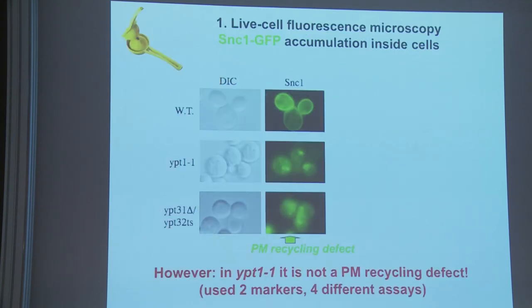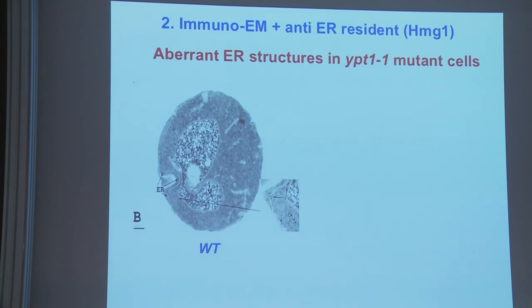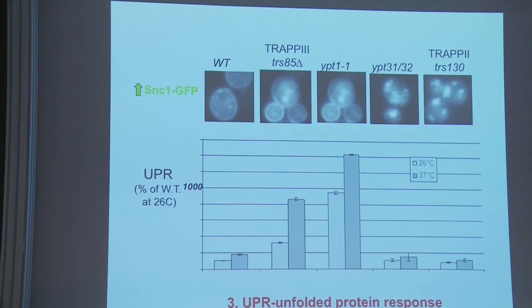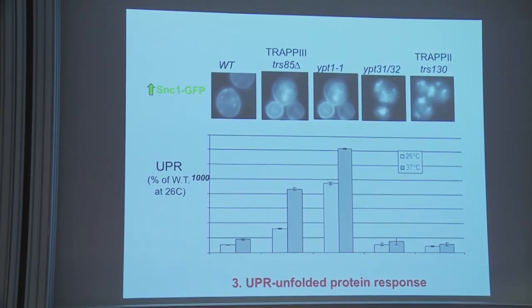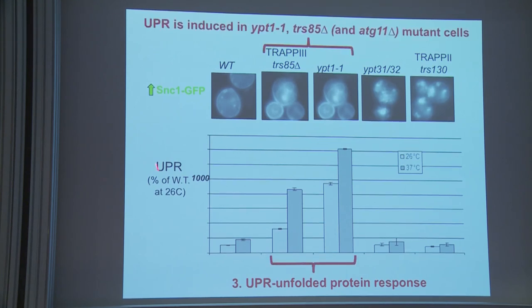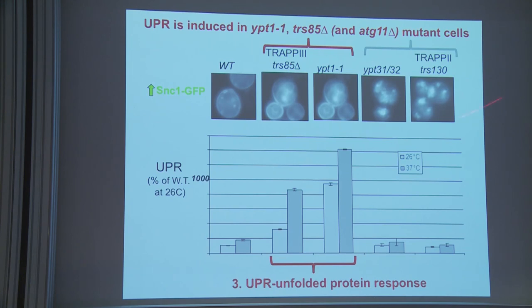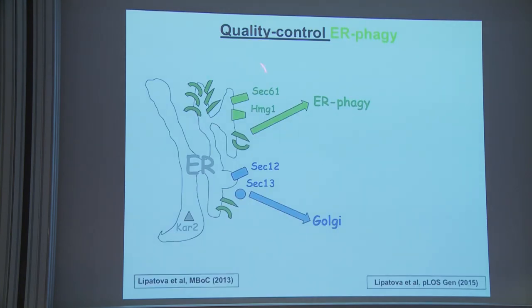Okay, so this is all the evidence. We showed the block in three ways. One was by live cell microscopy. Then we also looked by electron microscopy to see what is accumulating, and it's ER, and ER resident proteins are there. And we also showed that it's really ER by looking at UPR, an assay that shows that the ER is under stress. There is an overexpression of one protein, and it actually makes the ER stressed, while other mutants that accumulate some structures with some of the cargo that we are looking at don't do that.